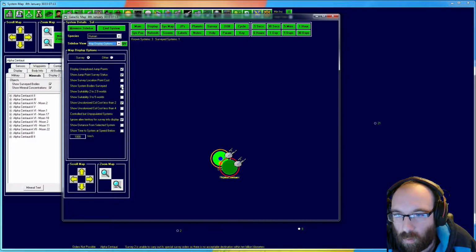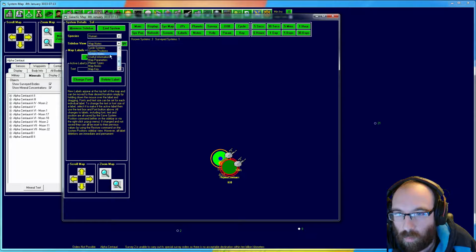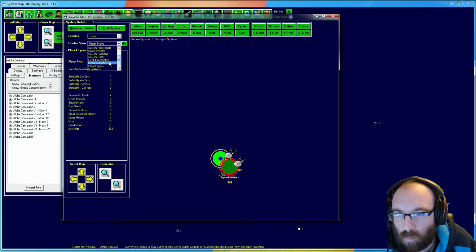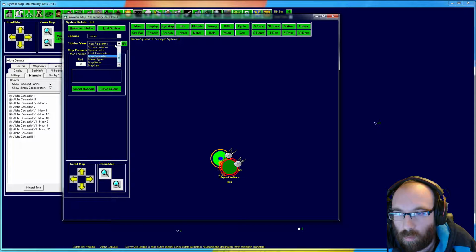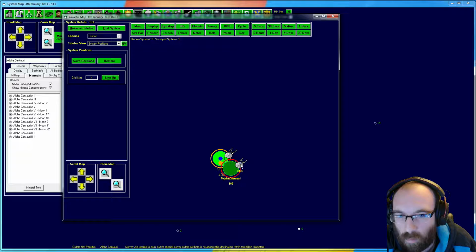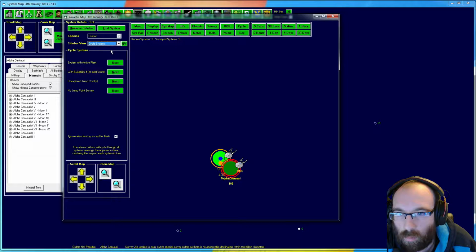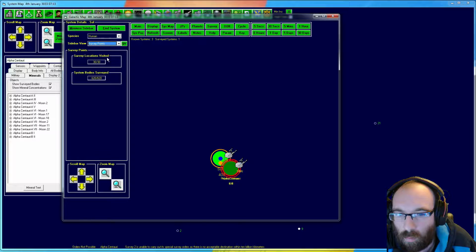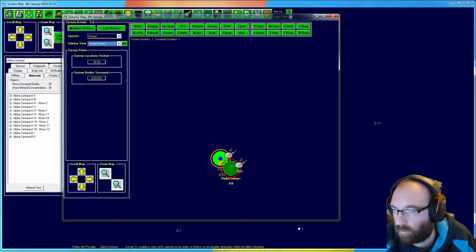Map view. There we are. Just need to move these around a bit. Why can't I move them? System positions are. Is this it? Right. I'm going to have to find out about how you do this bit because obviously I'm not doing this bit right, am I?